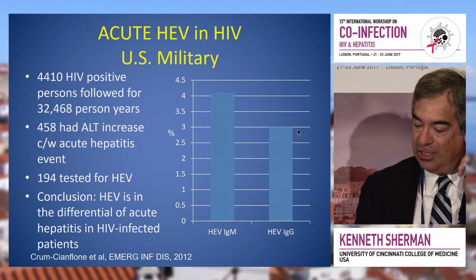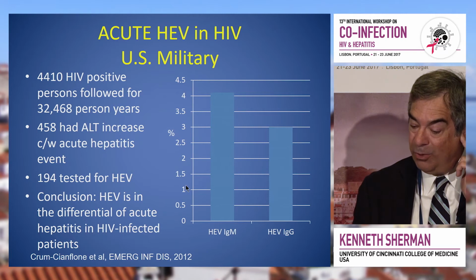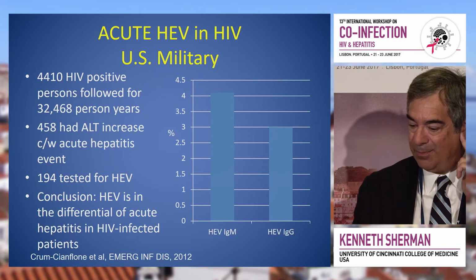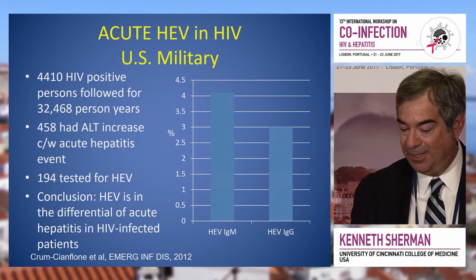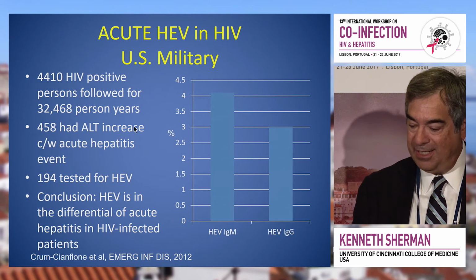and the IgG was about 3% using an older assay, one that is no longer available, but is also probably not that sensitive. And so with this targeted testing, they reported some acute disease and relatively low rates of overall infection.